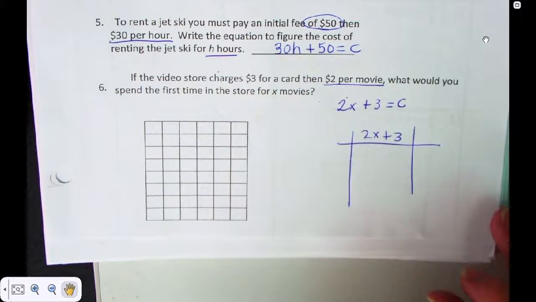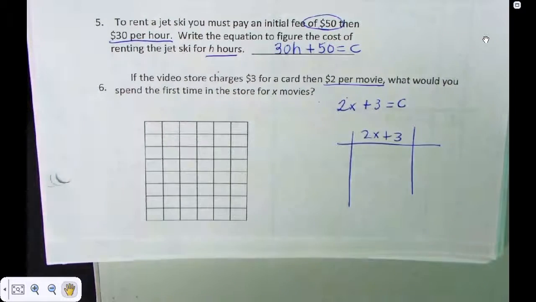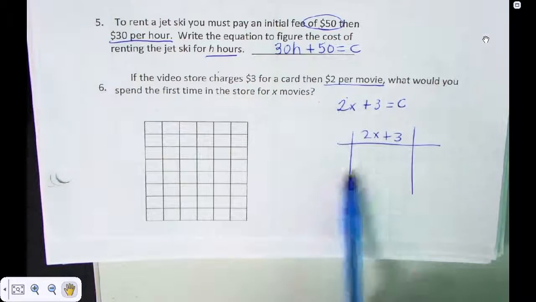2X plus 3. Guys, when you're independent, that means you get to choose what you eat, what you wear, where you, well, if you have a certain job, you can't just wear what you want to wear, but, okay? But you can decide what you eat.